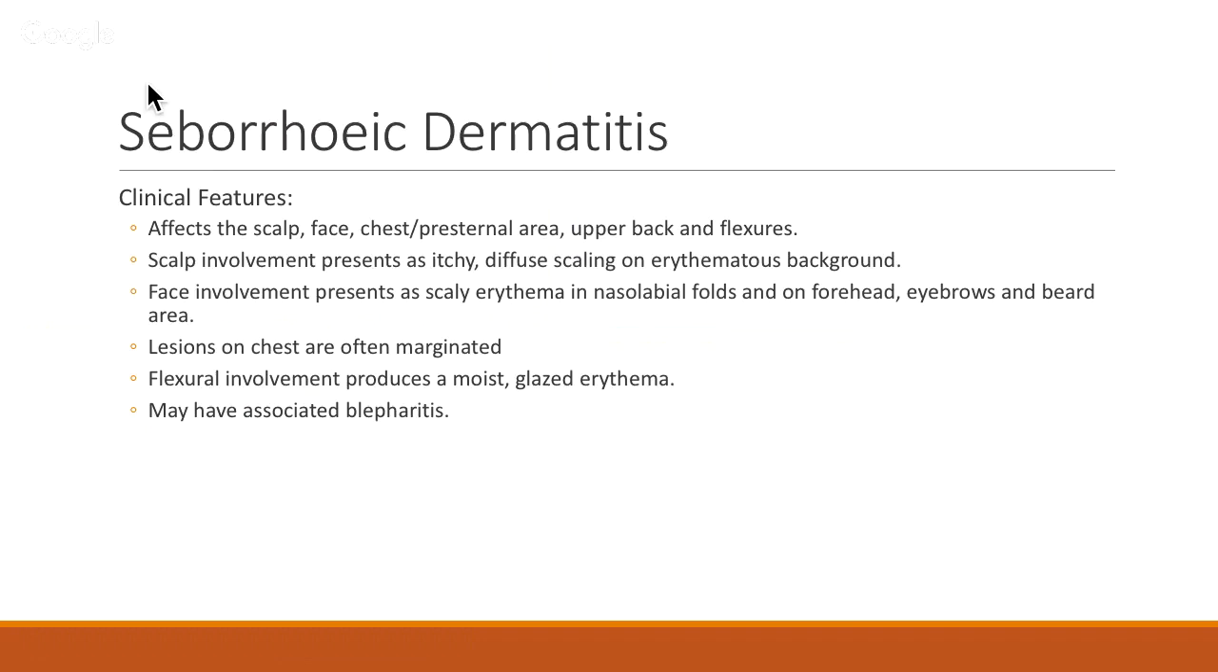In terms of the clinical features, characteristically scalp, so if it's a crusty, scaly rash in the scalp, you need to think about sebderm. But it can also affect the chest, the presternal region, the upper arm and the flexures. On the scalp, it presents as itchy, diffuse scaling on an erythematous background. On the face, you've got scaly erythema in the nasolabial folds and also on the forehead, eyebrows and beard area. Classically, scaling between the eyebrows you generally associate with sebderm. Lesions on the chest are often marginated, and flexural involvement can produce a moist, glazed erythema. It also has an association with blepharitis.